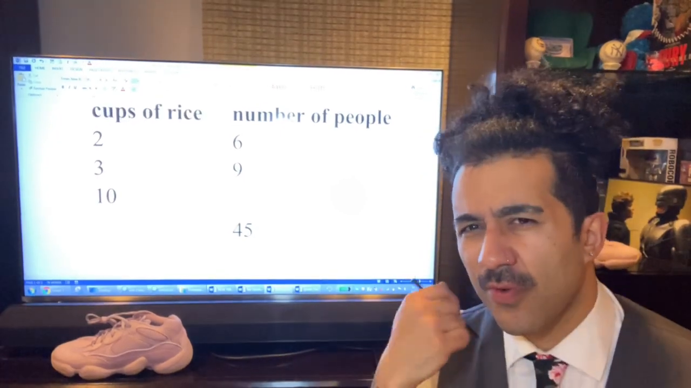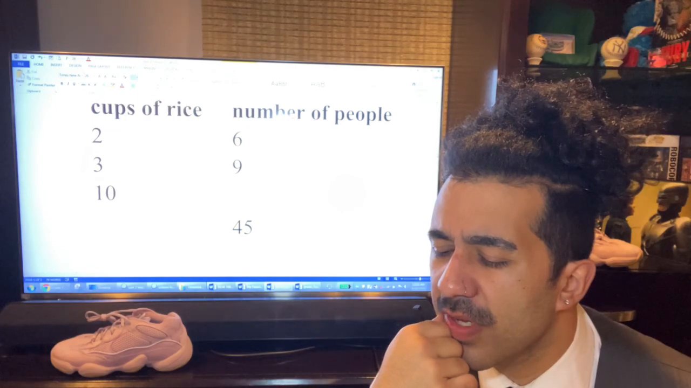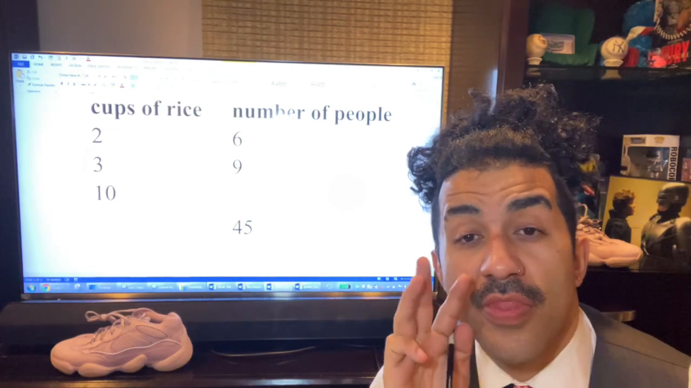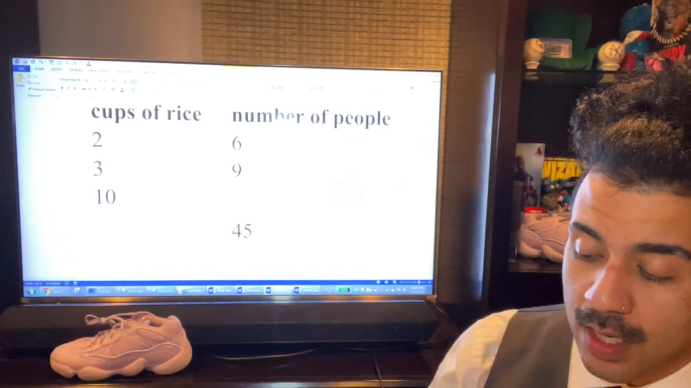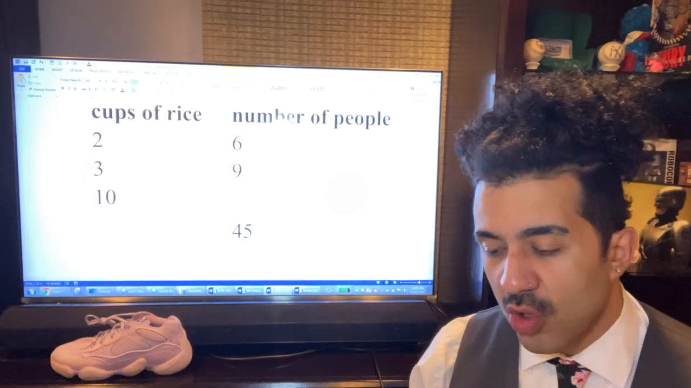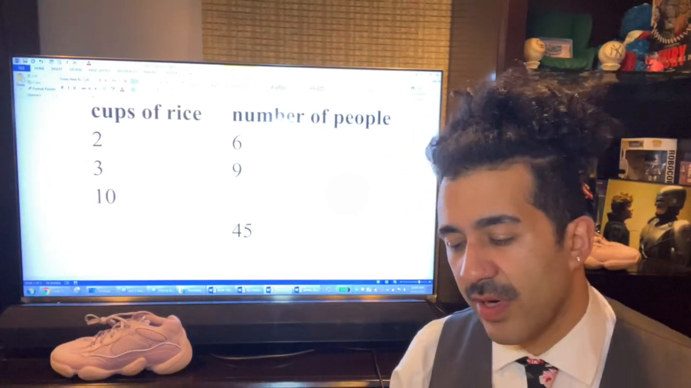If I went in the other direction, could you tell me how many people can be fed by 1 cup of rice? 3. 1 cup of rice would feed 3 people. 2 would feed 6, 3 would feed 9. So if 1 cup of rice feeds 3 people, how much would 10 cups of rice feed?